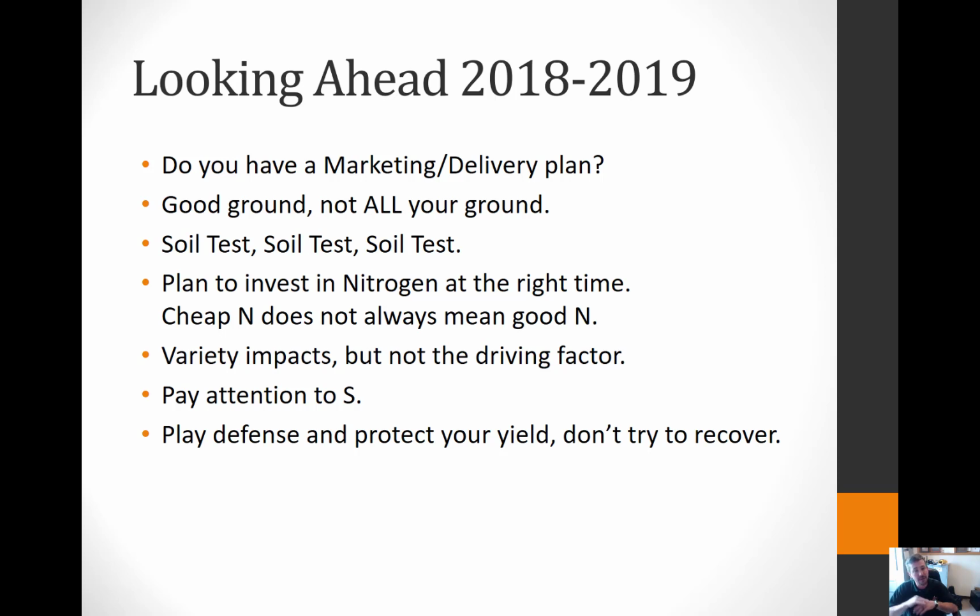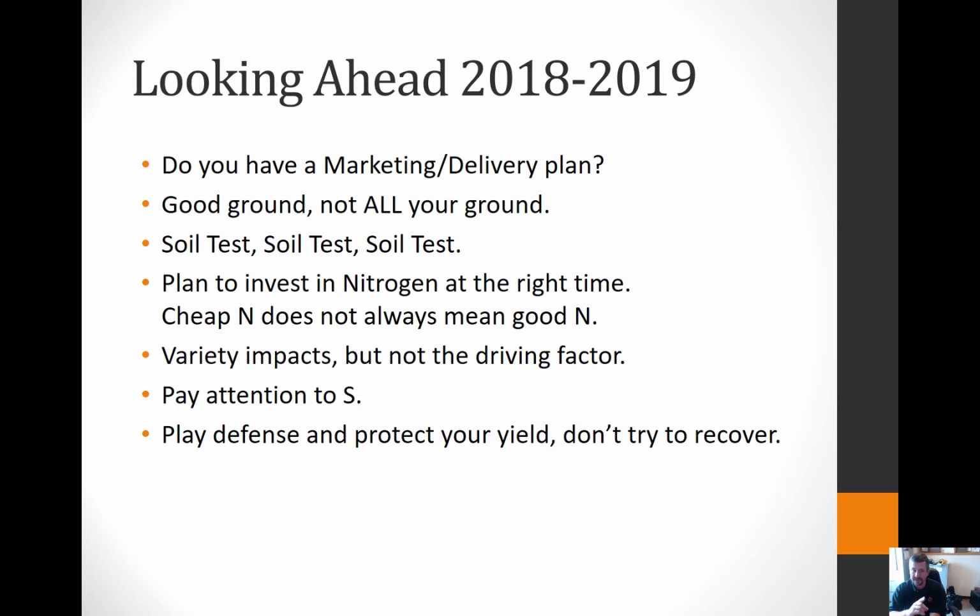Soil test, soil test, soil test. Make sure none of the other nutrients are limiting. Plan to invest in nitrogen at the right time. Just because anhydrous is cheap does not mean it's a good source of N, because if we have high yields, it means we had a lot of moisture, and anhydrous early would have been lost. So sometimes investing into a more expensive form of nitrogen, UAN, so you can top dress, is better.